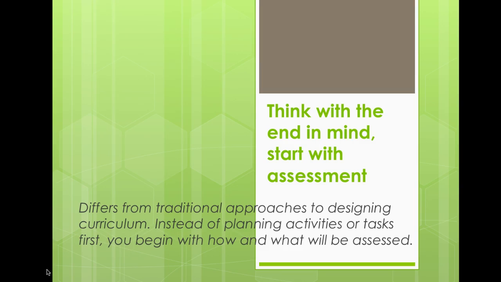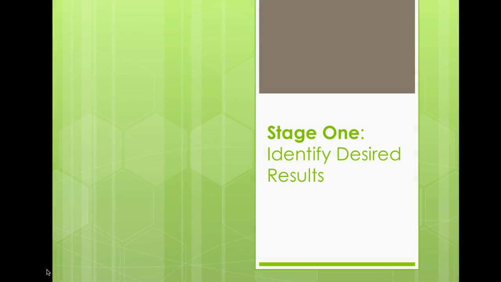Instead of planning activities or tasks first, you begin with how and what will be assessed. What are you going to assess? What is the transfer goal? What are the learning objectives? How are you going to assess if the students have made it there? That's where you start, and then we confuse the Cheshire Cat by creating the path going backwards. Stage 1, identify desired results.